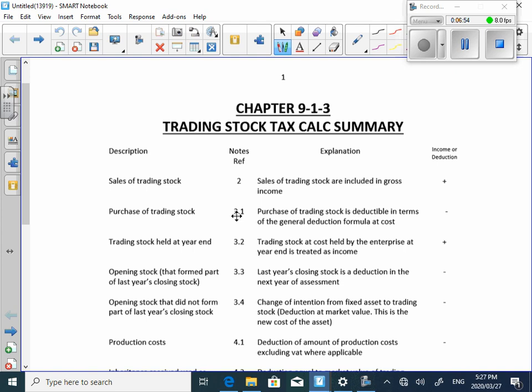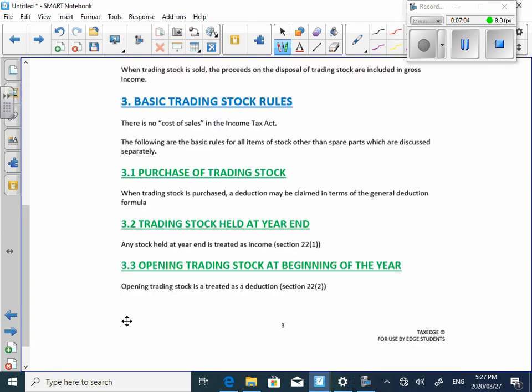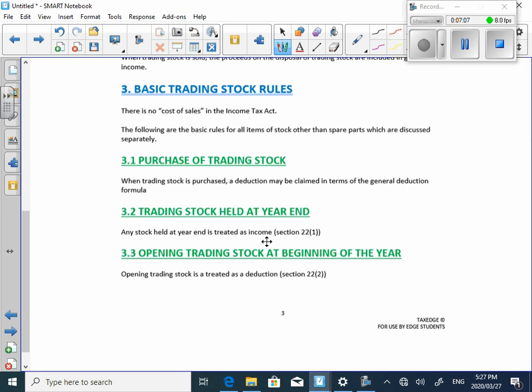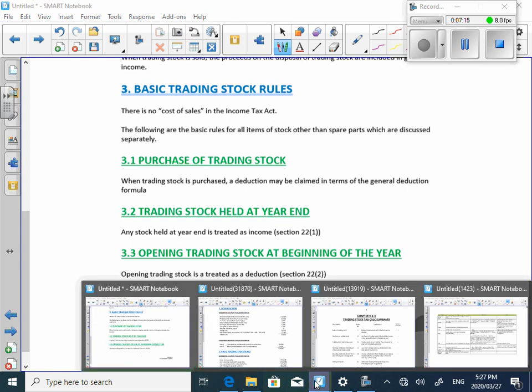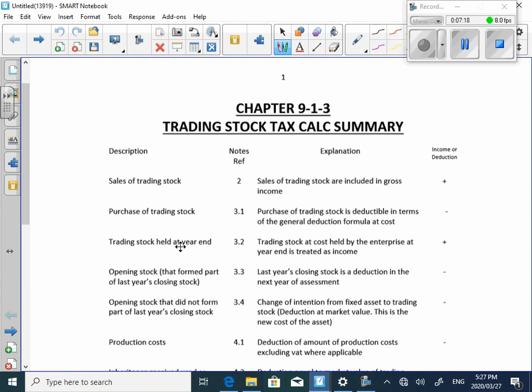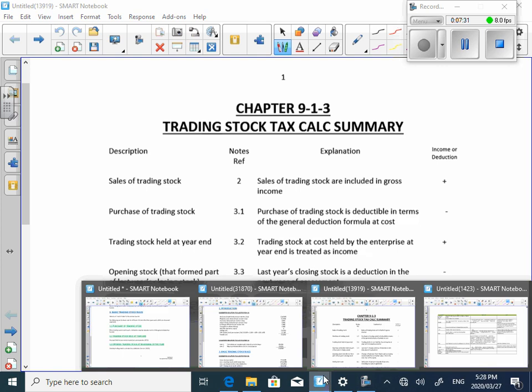Looking here, purchase of trading stock, reference 3.1. Purchase of trading stock is deductible in terms of the general deduction formula at cost. That's why it's got a minus there when you're learning off the summary later on. Trading stock held at year end. Now, section 22(1) says that trading stock that's held at year end is treated as income. So, looking here, trading stock held at year end, reference 3.2. Trading stock at cost held by the enterprise at year end is treated as income. There it is. It's plus. It's added on as income.